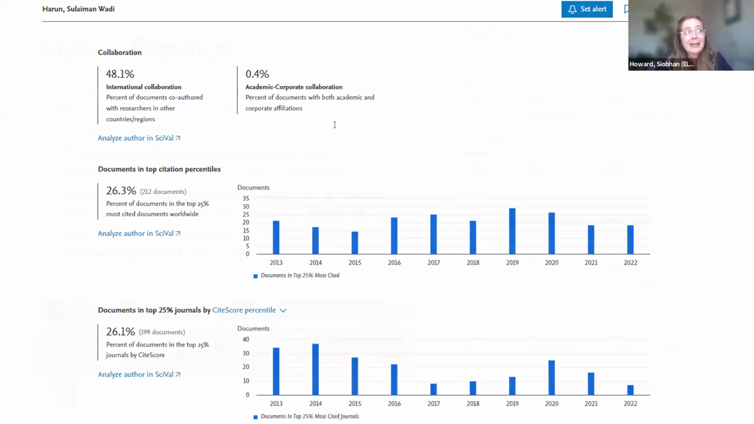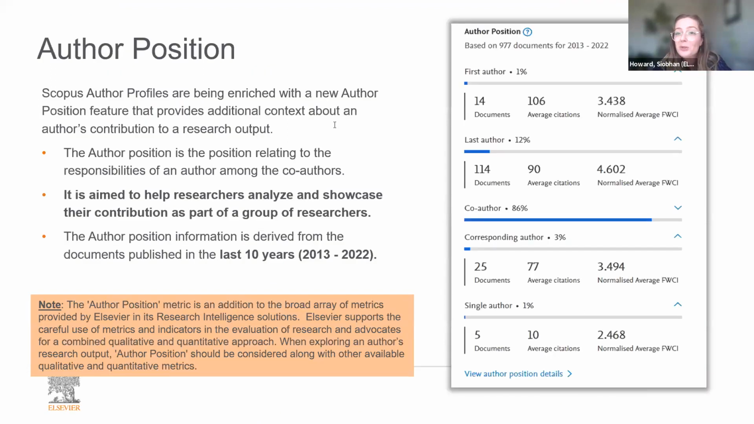So a great and somewhat recent feature that Scopus has pulled out is the addition of being able to start looking into the author position and how frequently a certain author within their Scopus author profile is appearing within the different positionings of where an author comes out on a paper.